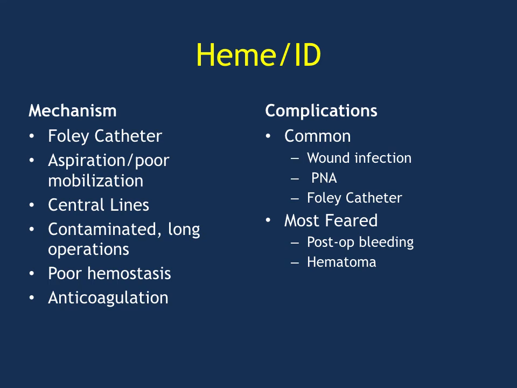So complications that result from this, as I mentioned before, the most common ones are wound infections for colorectal operations and other gastrointestinal operations. Pneumonia can occur as well, and urinary tract infections also are something to be considered. The most feared would be acute post-op bleeding, which would require a return trip to the operating room, as well as hematomas, which may not require an early return to the operating room, but can cause chronic issues down the line.